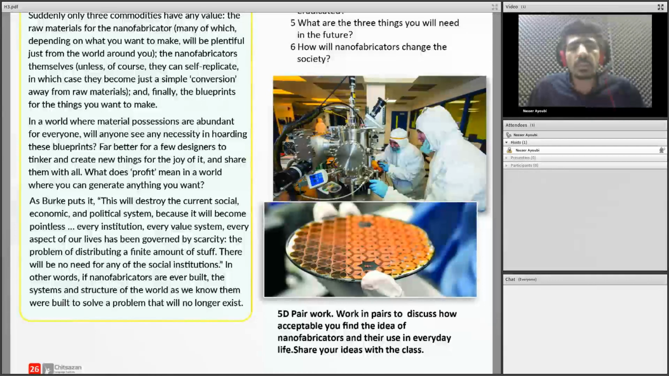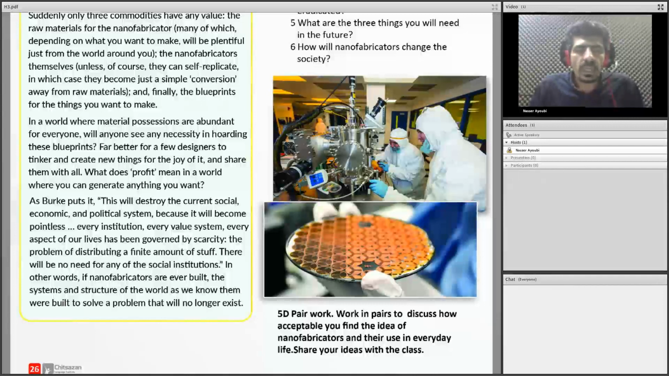Far better, it would be better for a few designers to tinker, to manipulate, to modify and create new things. To modify what? To modify these designs and plans and blueprints in order to create new things just for the joy of it, and share those new things with everyone.